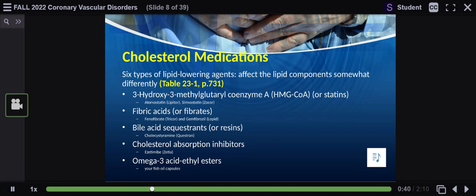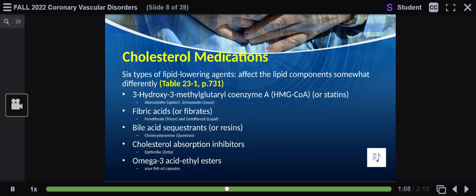So the following are the various types of lipid-lowering agents, and they affect the lipid components somewhat differently. You would see in table 27-2, page 756, commonly prescribed medications that affect lipoprotein metabolism, with therapeutic effects on different lipid panels like cholesterol, LDL, HDLs, and trigs or triglycerides, which will increase or decrease depending on the medication. So we have one in here.